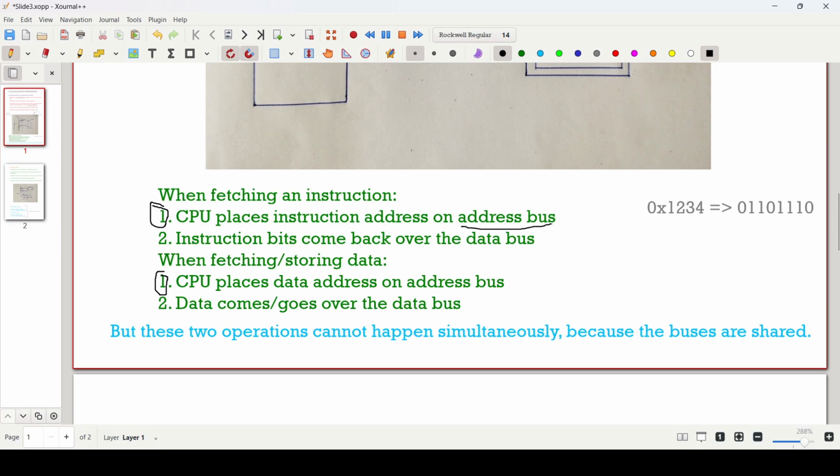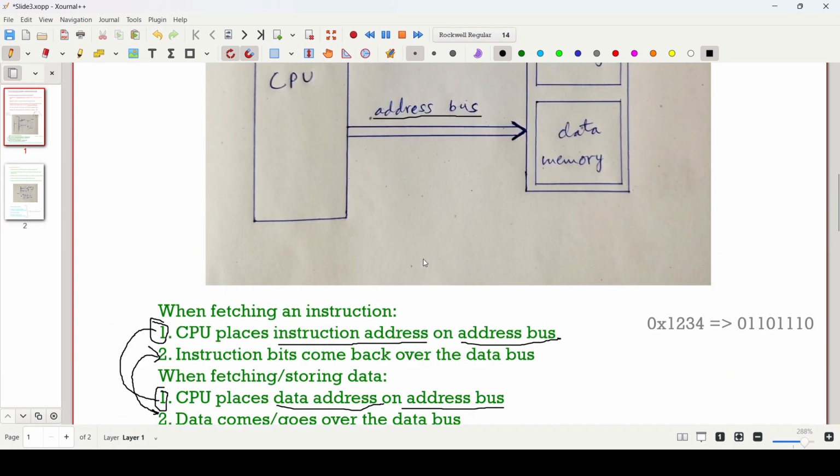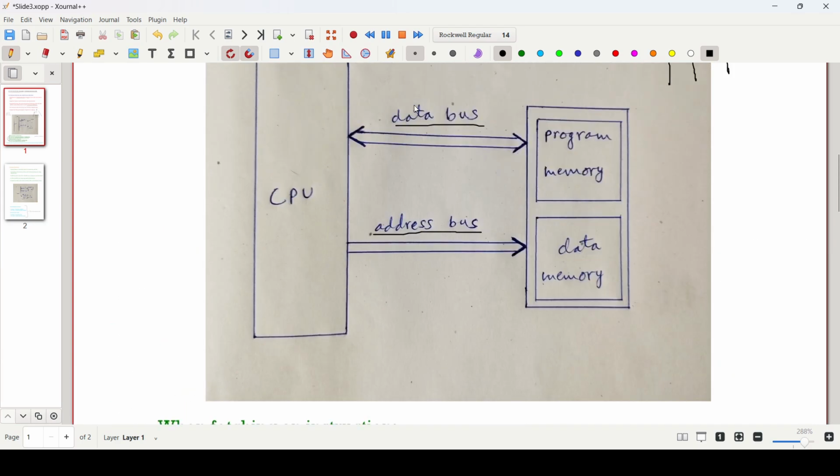The same address bus is used to carry the instruction address, and the same address bus is being used here to carry the data address. So that is why these two points, one and one, and these two points, two and two, cannot happen simultaneously, because the same buses are involved in carrying the addresses and the data. That is why I mentioned here a single address bus and a single data bus.